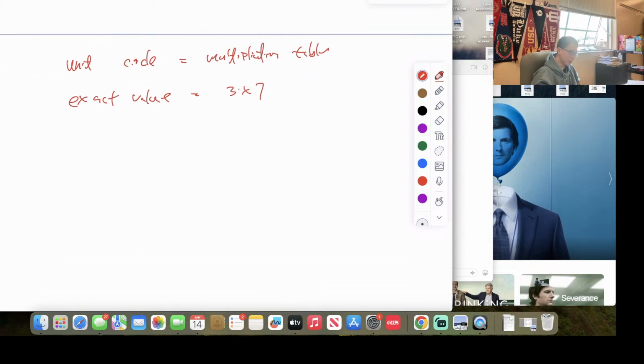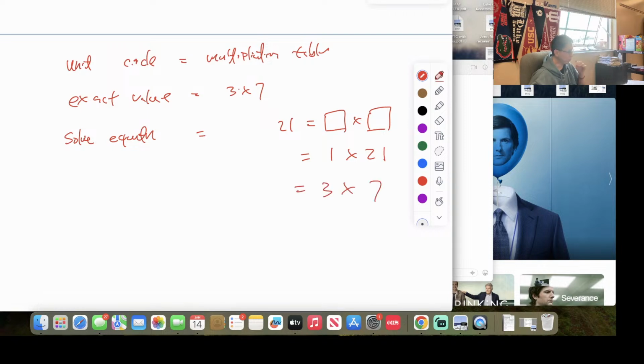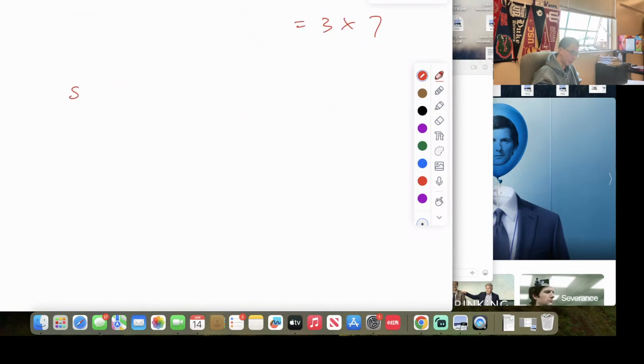Now today it's called solving equations. Solving an equation is the same thing as saying 21 equals what number times what number? How many combinations does it have? 1 times 21, and 3 times 7, right? So today we're going to talk about solving equations. Right now we have sine of theta equal to 1/2. What will be the theta? And we're going to say between 0 and 2 pi. What will be a theta that holds true? Theta might have multiple answers.